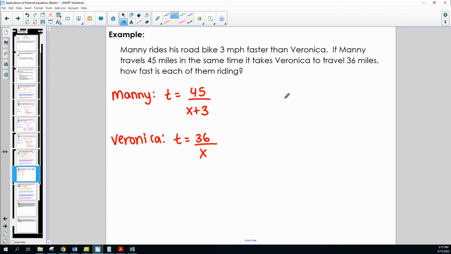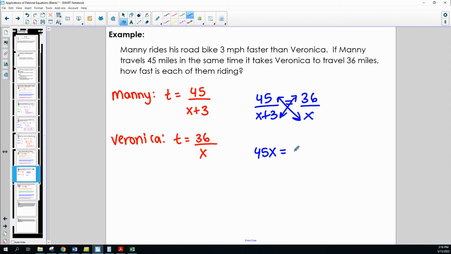So now that we have our two fractions, it says that they're traveling in the same time. So that means that the times are equal. Manny's time is just the fraction 45 over x plus 3, and Veronica's time is the fraction 36 over x. Now that I have one fraction equals one fraction, I'm just going to cross multiply. You can get an LCD and solve it the same way we did the previous problems, but this will just be a little bit faster.